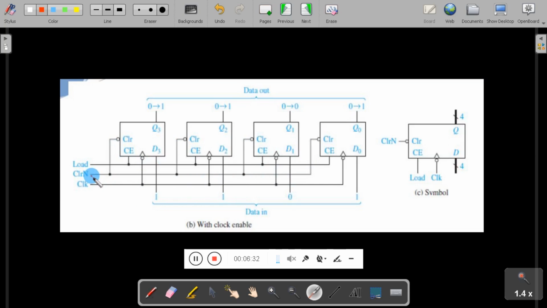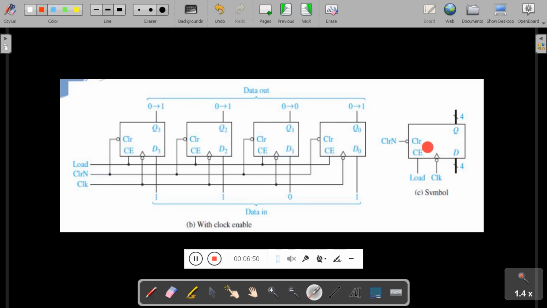The main use of this asynchronous signal is to reset the output of the flip-flops to 0, 0, 0. When you make the clear signal high, the output of all the flip-flops becomes 0.